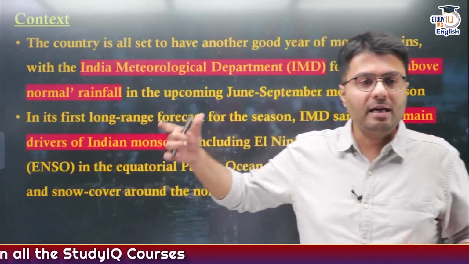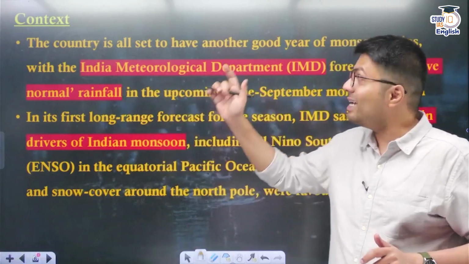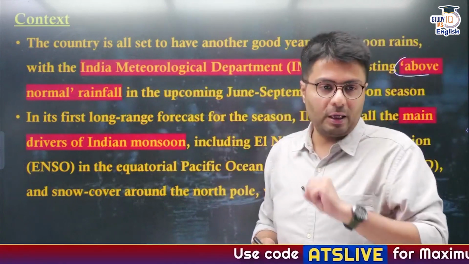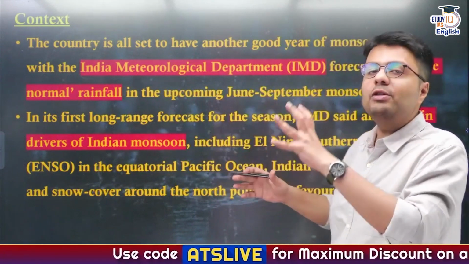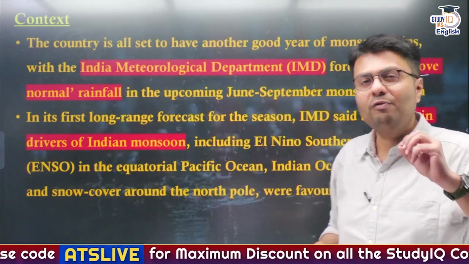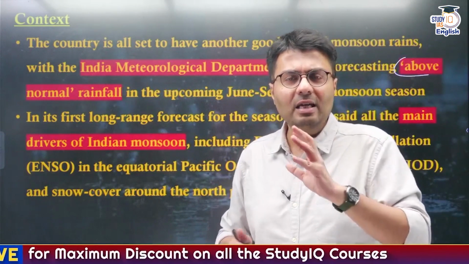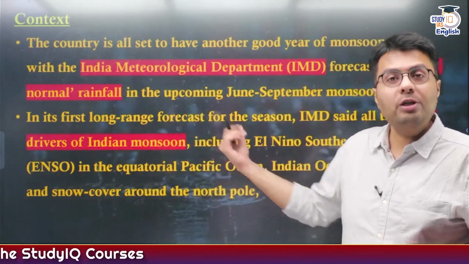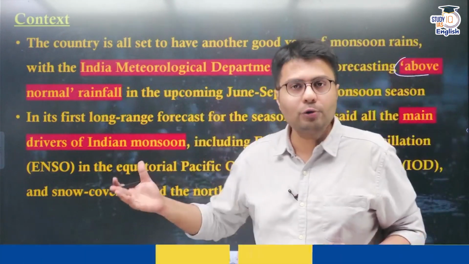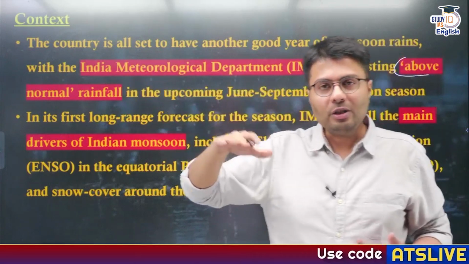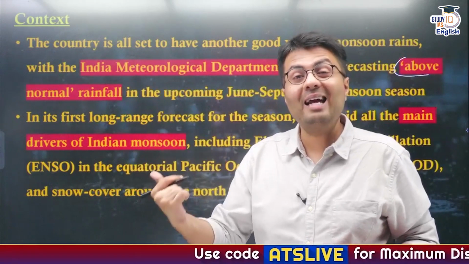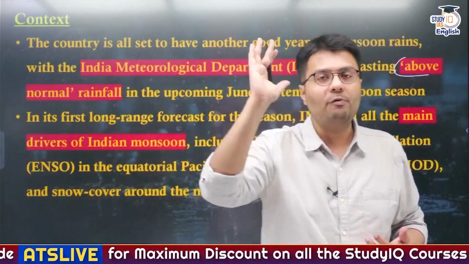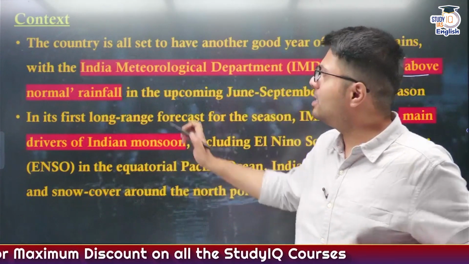Now yesterday, in its first long range forecast of the season, IMD highlighted that India's rainfall this season will be above normal. This was based on the fact that IMD categorizes a few atmospheric conditions as the drivers of the Indian monsoon, that is El Nino Southern Oscillation, Indian Ocean Dipole, and the levels of ice cover or snow cover on the northern pole. These three drivers of the Indian monsoon are favorable, and these favorable drivers will lead to better rainfall this season.